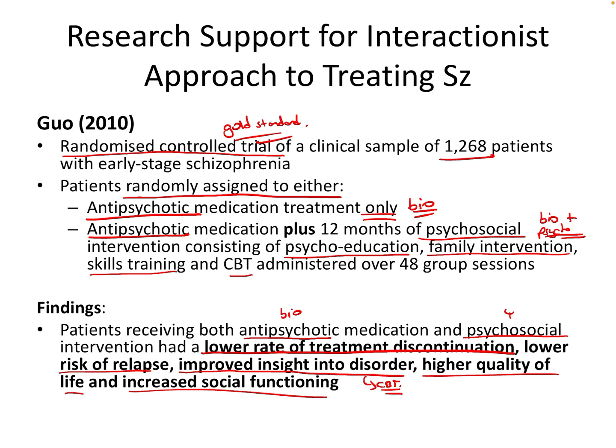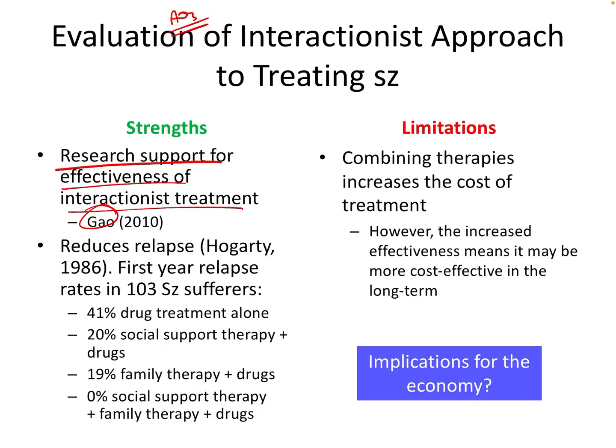increases in effectiveness. So this tells us obviously that an interactionist approach to treating schizophrenia is more beneficial than just a biological treatment alone. So not only is it effective, it's also effective in reducing relapse. And so relapse is obviously when somebody's symptoms re-emerge or when they're hospitalized again following a successful period of reduced symptoms. So here we're looking at relapse in the first year in 103 schizophrenia sufferers in different conditions.